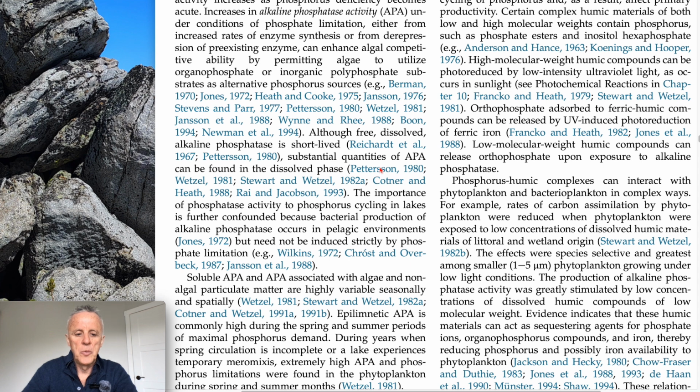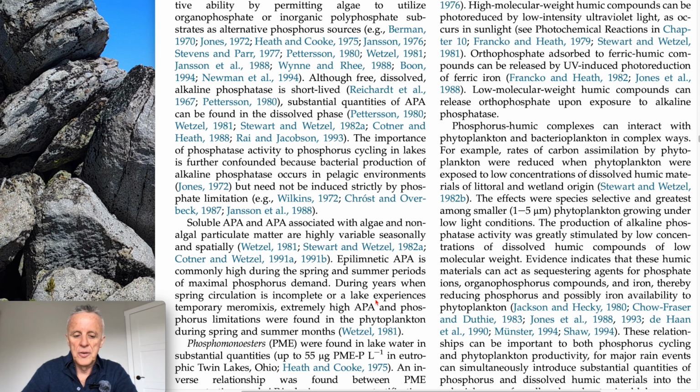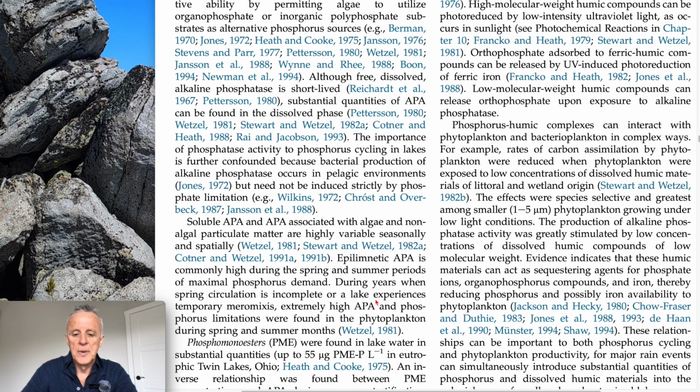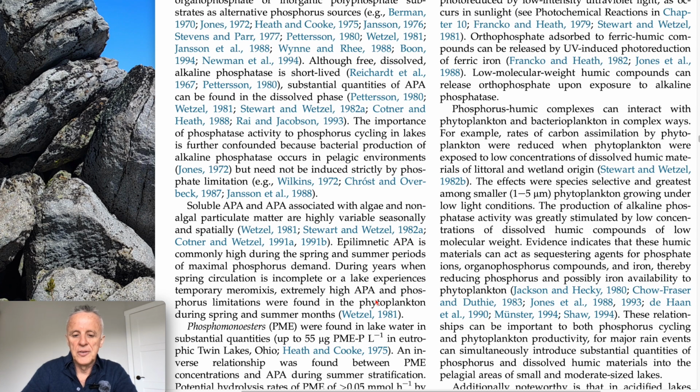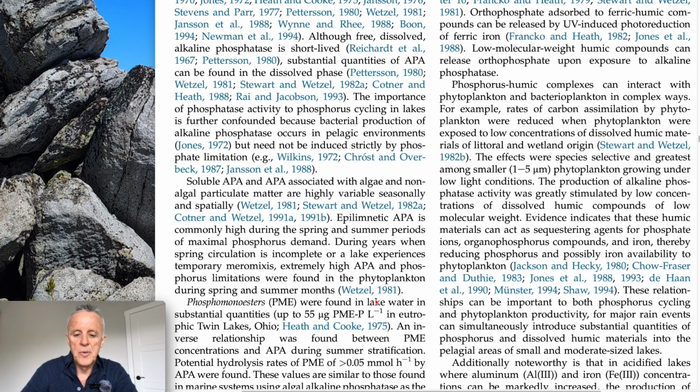And we are starting with soluble APA and APA associated with algae and non-algal particulate matter are highly variable seasonally and spatially. And just a reminder, APA is alkaline phosphatase activity. Epilimnetic APA is commonly high during the spring and summer periods of maximal phosphorus demand, during years when spring circulation is incomplete or a lake experiences temporary meromictic mixes. Extremely high APA and phosphorus limitations were found in the phytoplankton during spring and summer months.